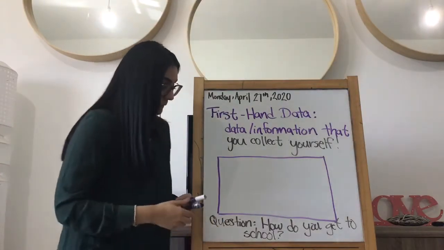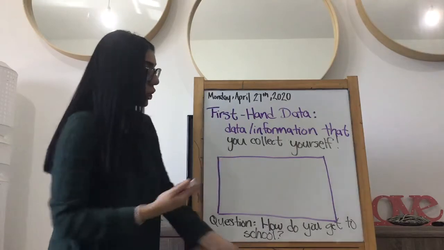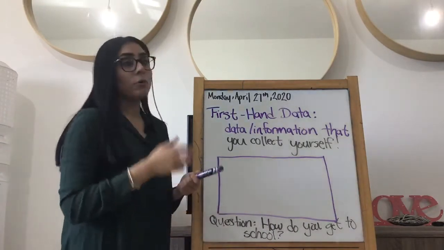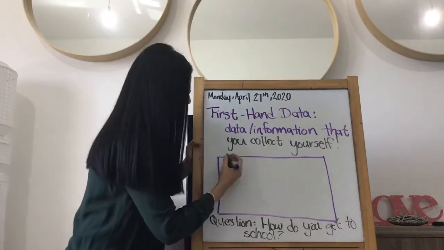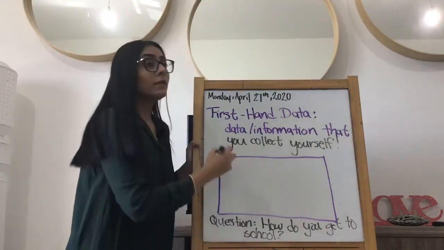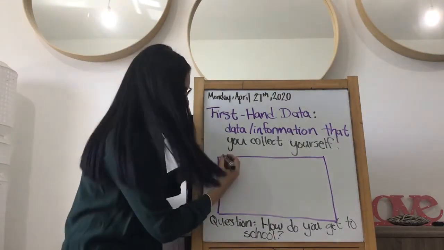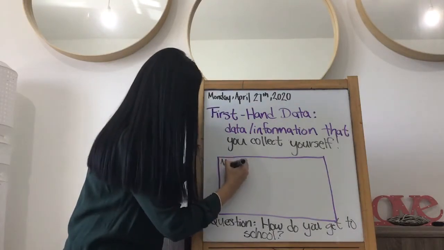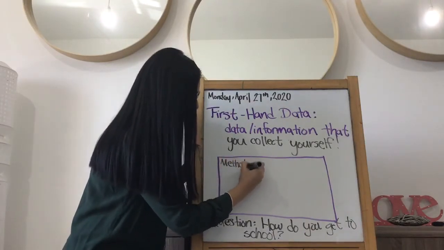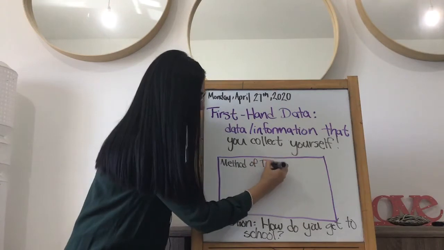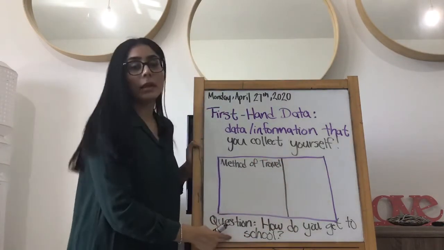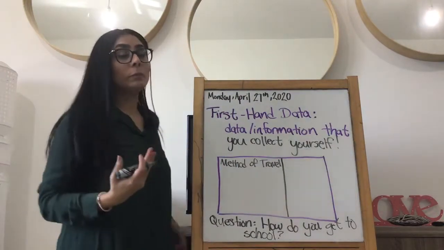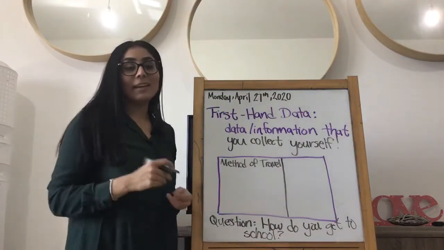Then, I've got my question, then you need to make your chart, okay? And your chart always has to have three things. So I'm going to cut this into three. It has to have the different options, right? So maybe my options would be method of travel. If I'm talking about how they're getting to school, my options wouldn't be orange, apple, bananas, they won't be fruits.